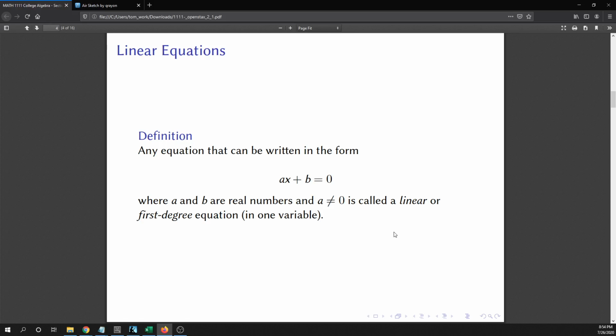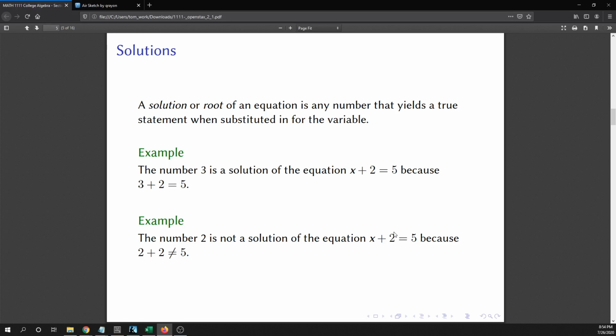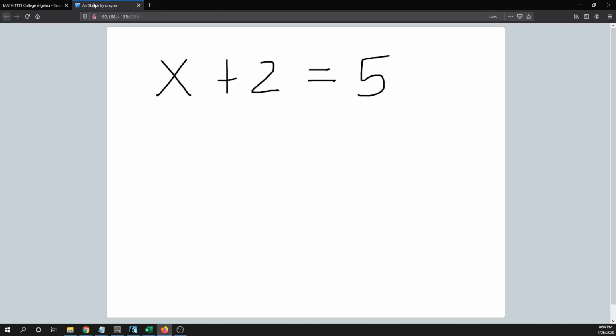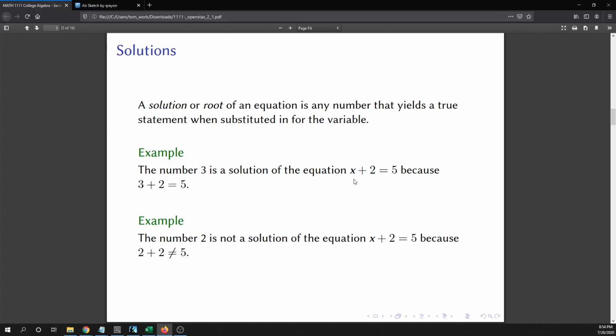Okay, so what we want to be able to do is to solve equations like this. And to know what you're doing there, we need to know what a solution is. A solution, also sometimes called a root of an equation, is any number that yields a true statement when that value is substituted in for the variable. So for instance, we have the equation x plus 2 equals 5. And we are saying here in this example that 3 is a solution.